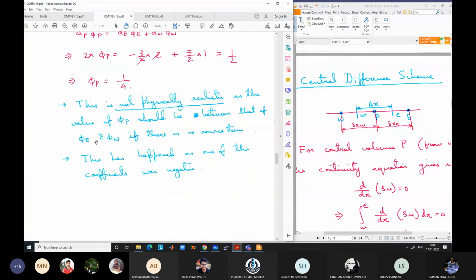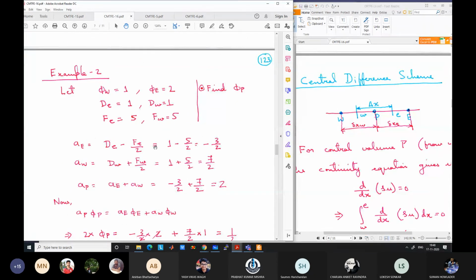So this is one of the main drawbacks of this scheme, that sometimes the coefficients become negative. And when can that happen? When can the coefficient become negative? When this D minus Fe by 2 or Dw plus Fw by 2 can become negative? If Fe has a larger value than D. If Fe is greater than 2D, then Fe by 2 will be greater than D and it will become negative.